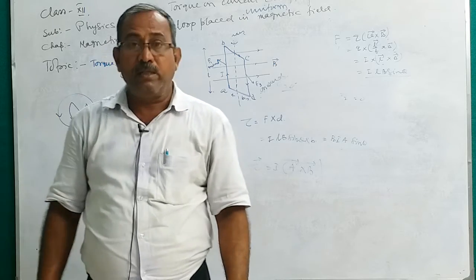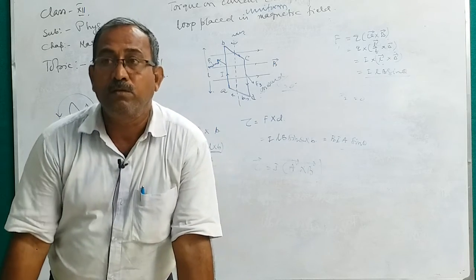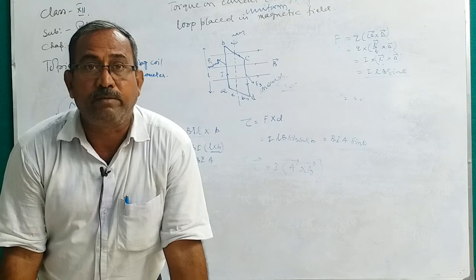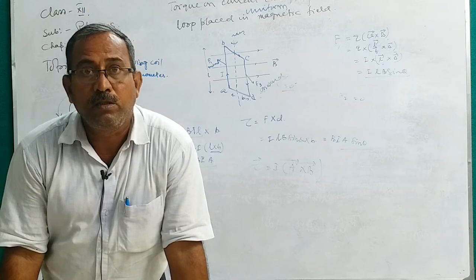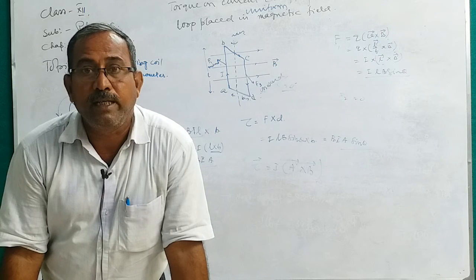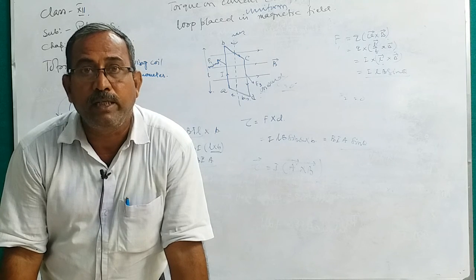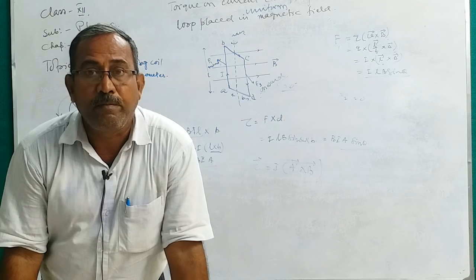My dear student, next day I will discuss the moving coil galvanometer again. Today, up to this portion, the torque created by the rectangular loop when it is placed in a uniform magnetic field.